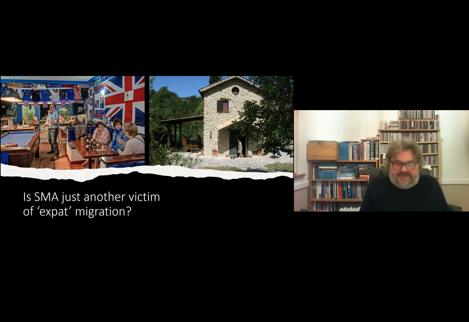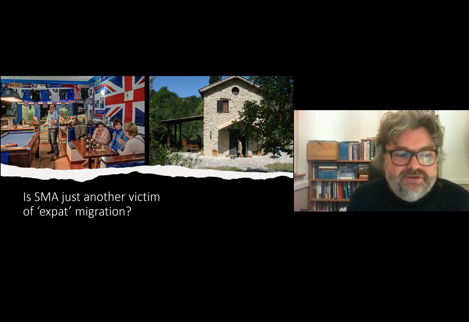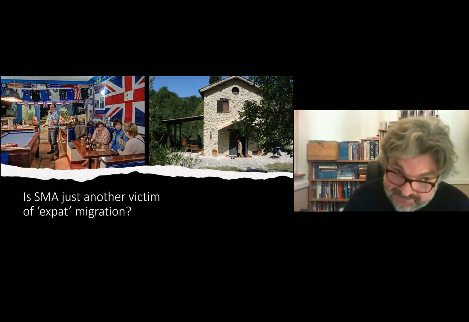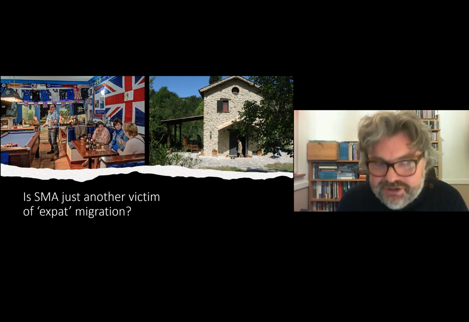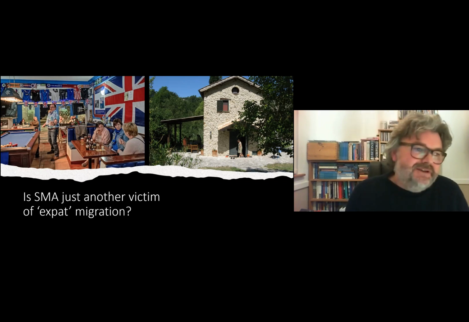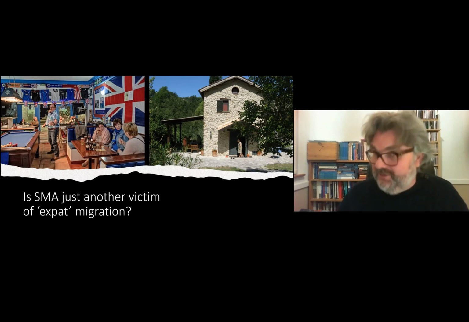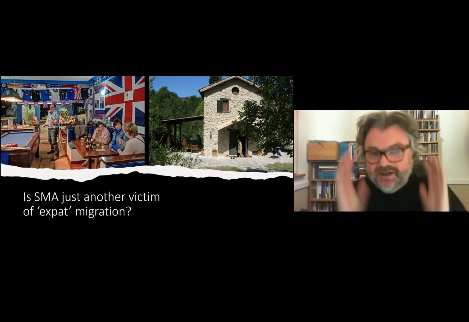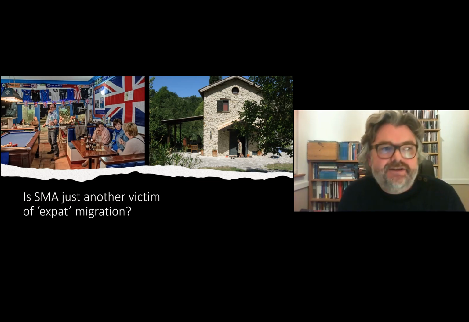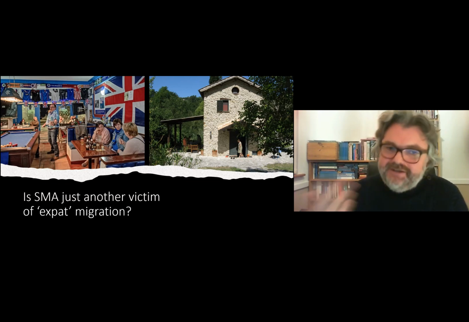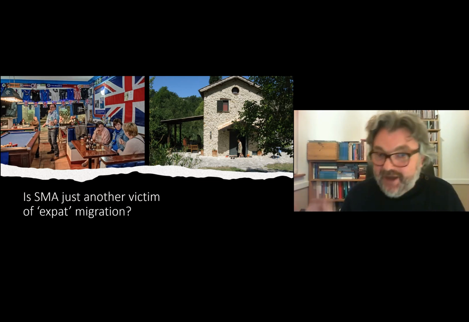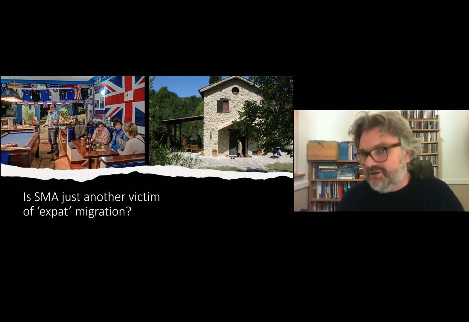So is San Miguel de Allende just another victim of expatriate migration? And by the way, that photograph on the left, for some people, is actually a British bar in southern Spain. So that's a kind of victim, if you like, of a mass expatriate community and tourism community. So you have this completely anglicized British bar. On the right is a slightly more, there's a long story about that photograph. That's in central Italy. These are, if you like, expats and tourists. It's a more middle-class consumption.